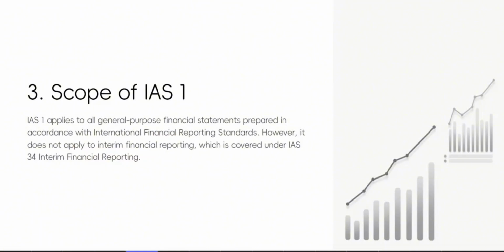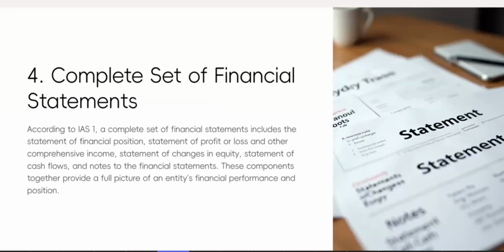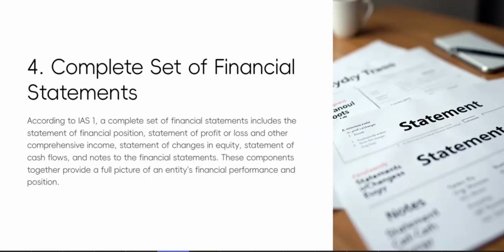Next, let's understand what exactly is included in a complete set of financial statements. According to IAS 1, a complete set includes five main components. First, the statement of financial position, which we also call a balance sheet. Second, the statement of profit or loss and other comprehensive income. Third, the statement of changes in equity. Fourth, the statement of cash flow. And finally, notes to financial statements, where we get each and everything about the details of the company.